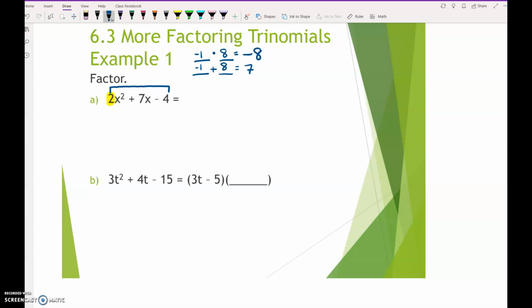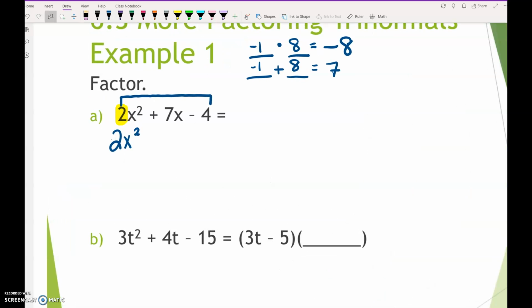Okay. Once you know that the numbers are -1 and 8, you're going to use those numbers to rewrite this trinomial. We are going to write it as a 4-termed trinomial. Keep the first term 2x squared. Then we're using -1x and +8x, and then the last term -4. We haven't really changed the polynomial. Do you see how if I were to add -1x and 8x, I still have 7x in the middle? We just uncombined the like terms.